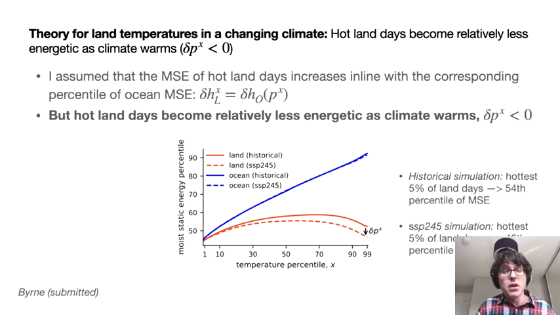So although moist static energy is increasing for all days over land and ocean, for the hottest days over land, it's not increasing as much as the median day. So the relative moist static energy of those hot land days is actually declining as climate warms. And this turns out to be an important influence on the temperature response of those hot land days. So how can we quantitatively account for that relative decrease in the energy of hot land days in our theory?